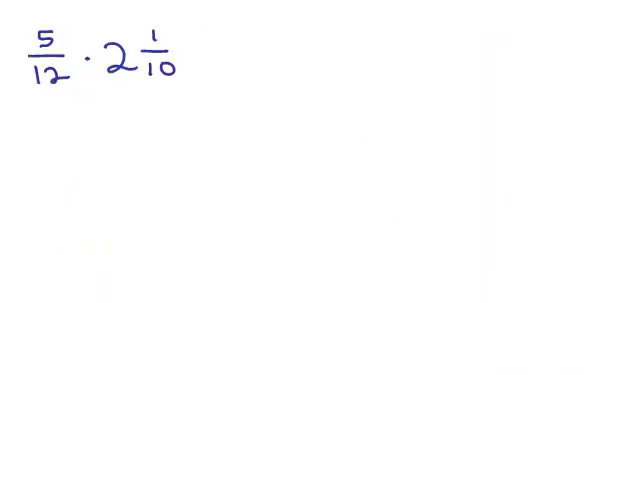All right, here's another problem. 5/12 times 2 1/10. So 5/12 is fine the way it is. And then we want to change 2 1/10 to an improper fraction. So we do 10 times 2 is 20 plus 1, that's 21. All right, now we're going to see if there's any common factor between any of the numerators and the denominators. 5 has a common factor with 10, you could divide both by 5, and 12 and 21 have a common factor of 3.